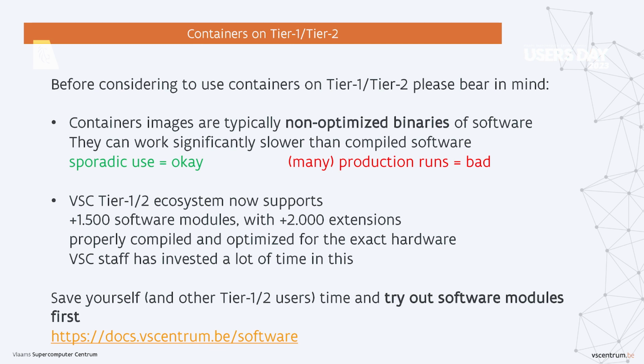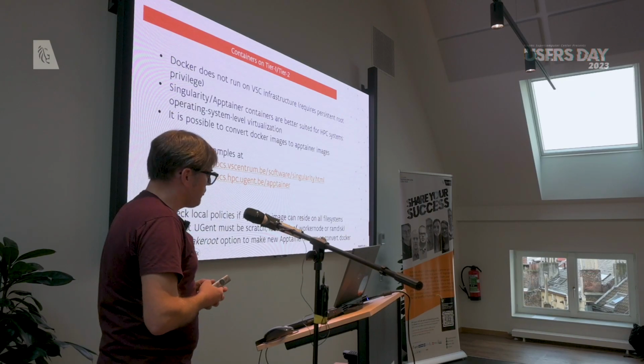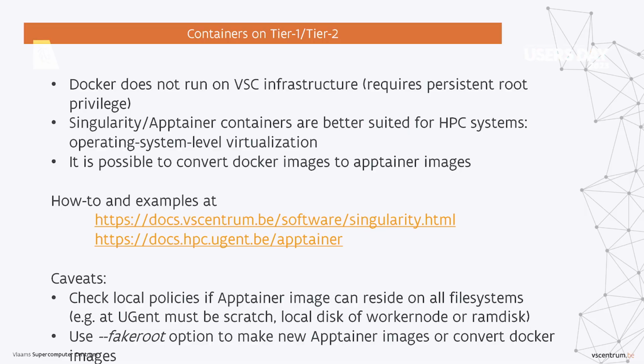But anyhow, okay, you came to this point, you checked all those caveats out. How do you go about running containers on a Tier 1 or on a Tier 2 system? If you want to use Docker, that's not going to fly, unfortunately. Docker does not run on VSC infrastructure because it requires some kind of persistent root privilege, which we're not going to grant users, that makes sense. But luckily there's something called Apptainer. It used to be called Singularity, and the term is still out there, hence the dual naming here.